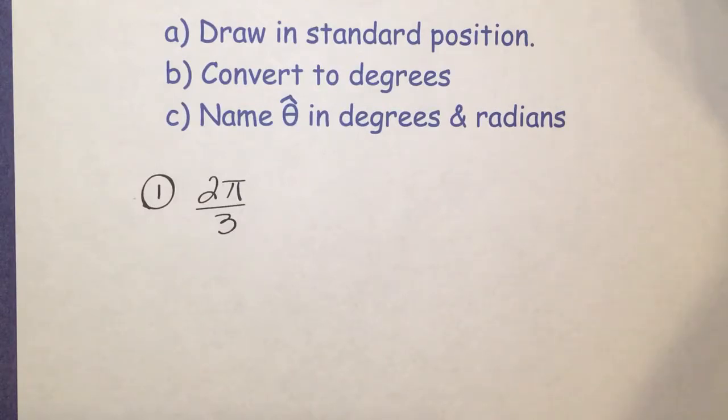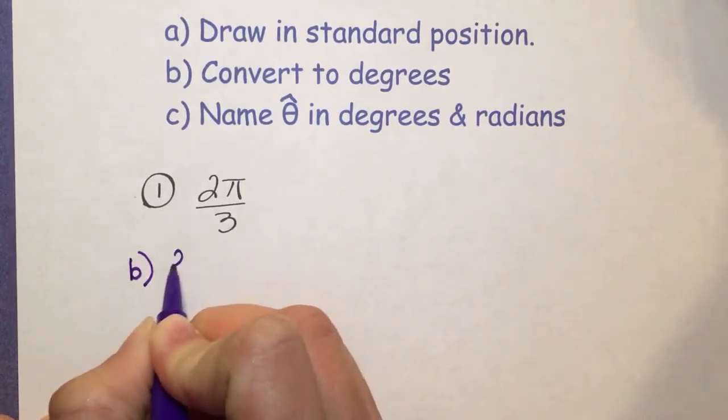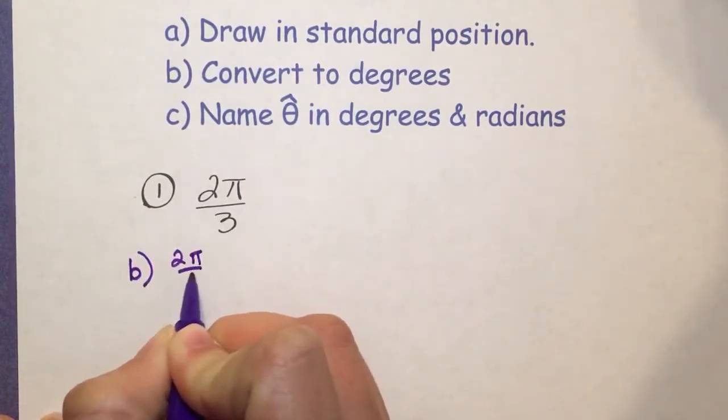Now what I would suggest that you do is actually do B part first, because you're a lot more accustomed to drawing angles in standard position when they're in degrees. You know, you're more familiar with those locations on your coordinate plane when it's in degrees. So let's just skip to B part here, and let's take 2 pi over 3.